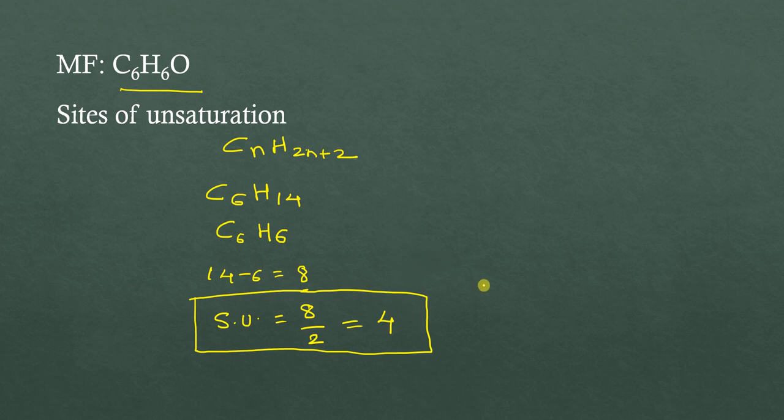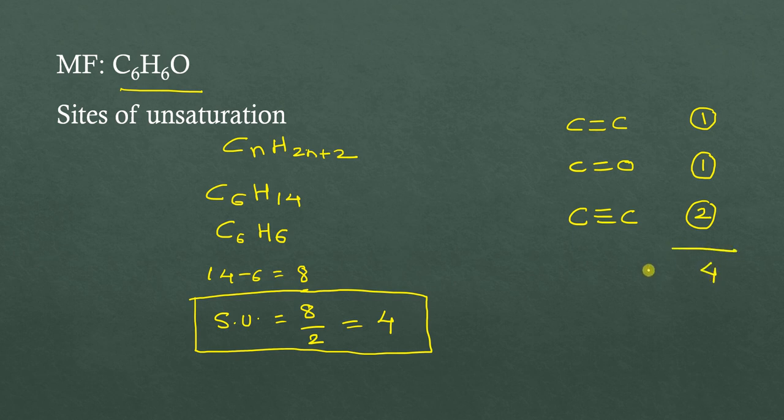As we have seen in the preliminary observation, it may contain C=C, C=O, and C≡C. So one site of unsaturation for this alkene, one site of unsaturation for this carbonyl group, and two sites of unsaturation for this C≡C. So there are a total of 4 sites of unsaturation. So this is matching with our preliminary observation.